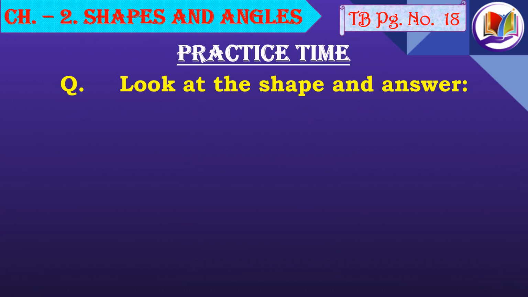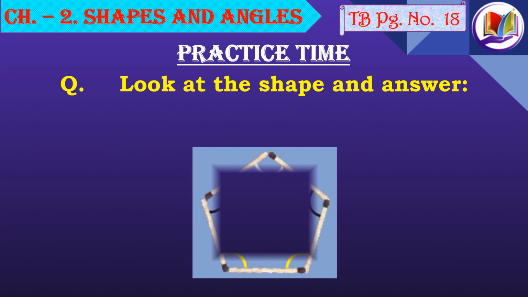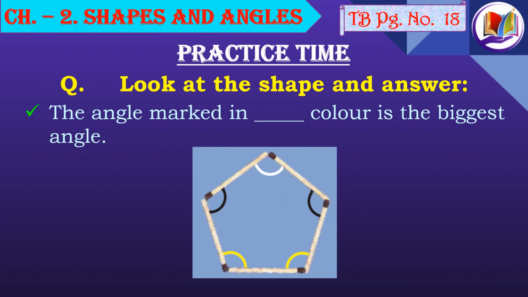Now practice time from textbook page number 18. Look at the shape and answer. Well children, here the angle marked in dash color is the biggest angle. You can see here that the angle marked in white as well as yellow are slightly more than a right angle, whereas the angle marked in black is much bigger than the angle marked in other colors. That is, it's far bigger than a right angle.